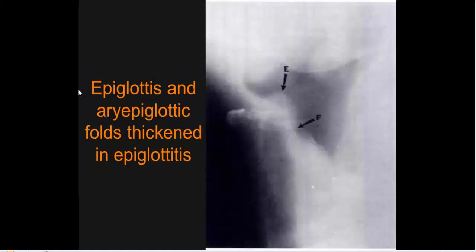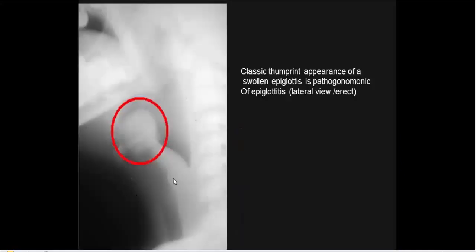The epiglottis and the aryepiglottic fold, second. As we see, this is the epiglottis, and this is the aryepiglottic fold. This is in epiglottitis. As we see, the classic thumb print appearance of the swollen epiglottis. This epiglottis is swollen, and this is pathognomonic of epiglottitis.